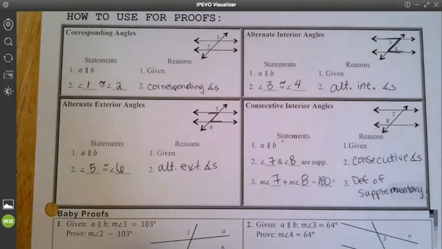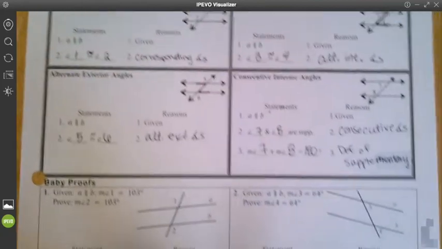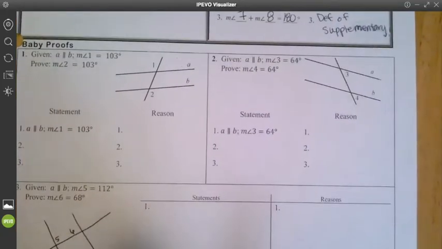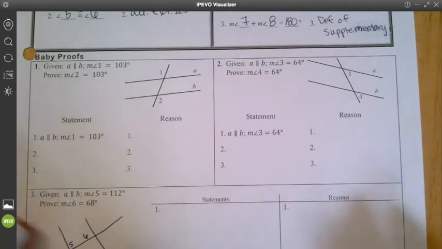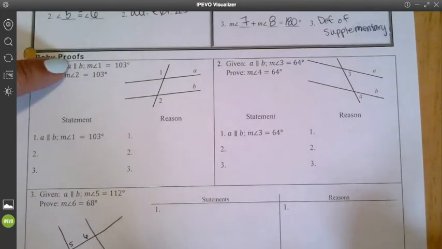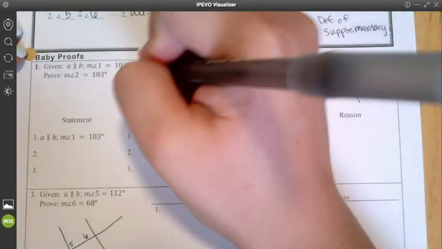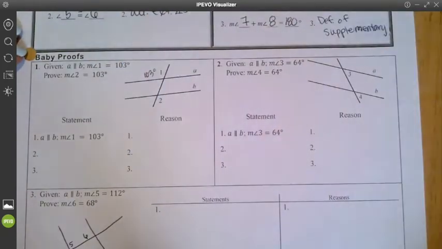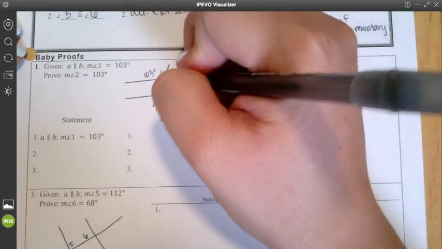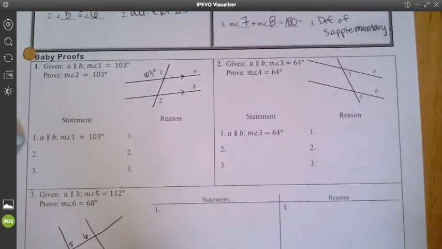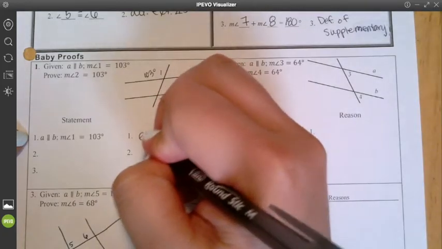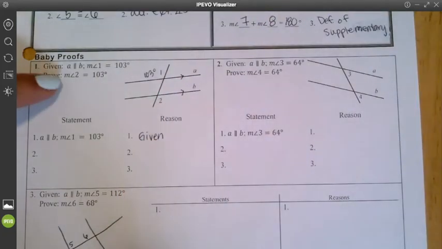Okay, so let's see if we can use these, but now we're going to use them in proofs. So let's look at the proofs here. Number 1, we know that lines A and B are parallel, and the measure of angle 1 is 103 degrees. I'm going to go ahead and label that on my diagram. 103 degrees, and A and B are parallel. So in our proof, we start with what was given. Our goal is to find the measure of angle 2. How do we find the measure of angle 2?